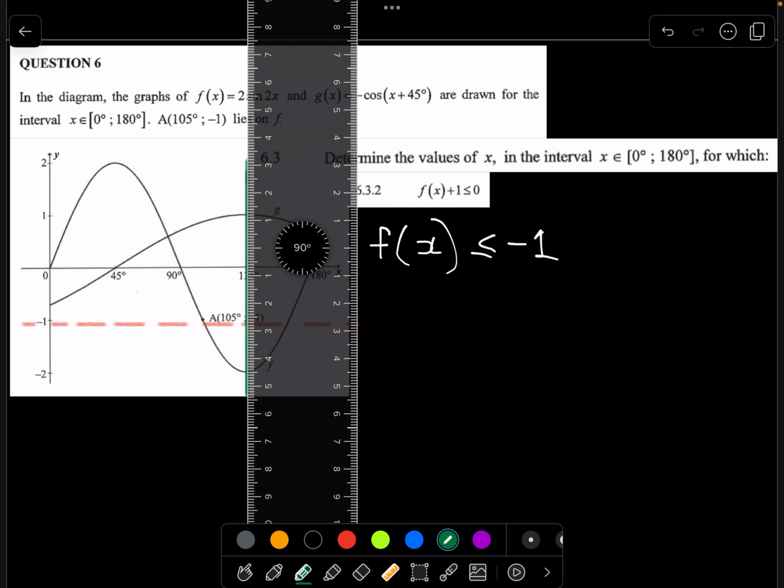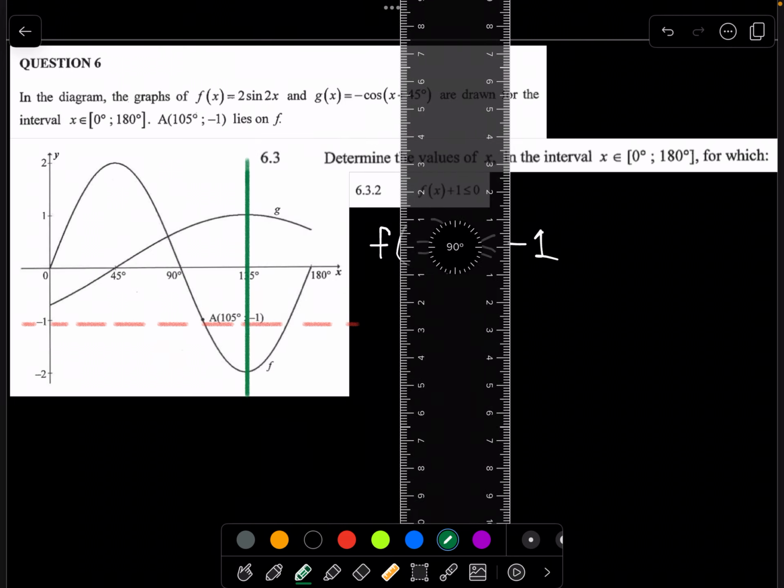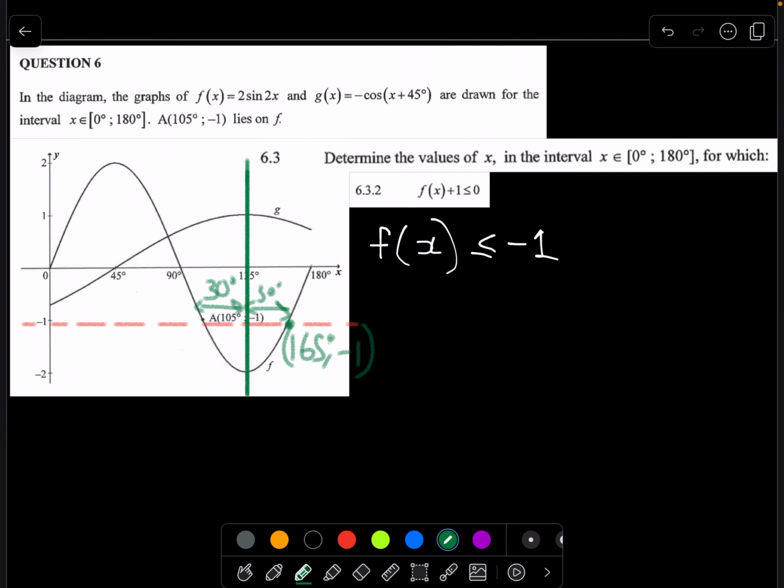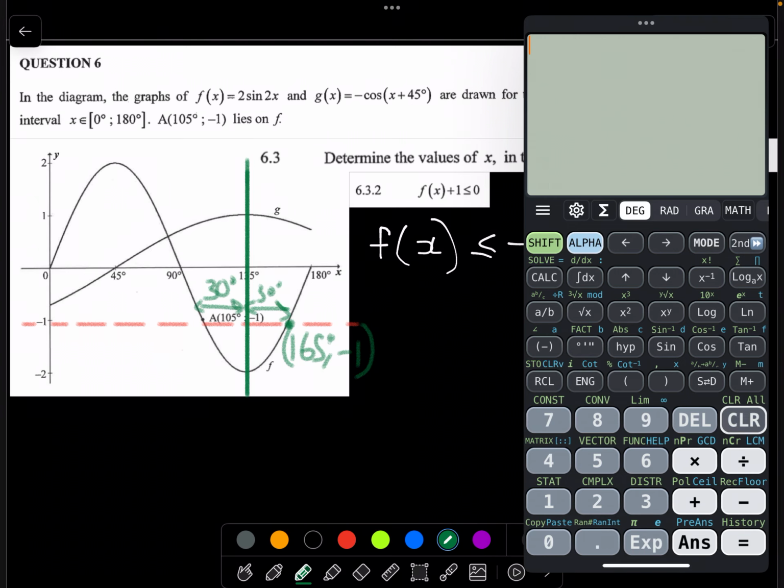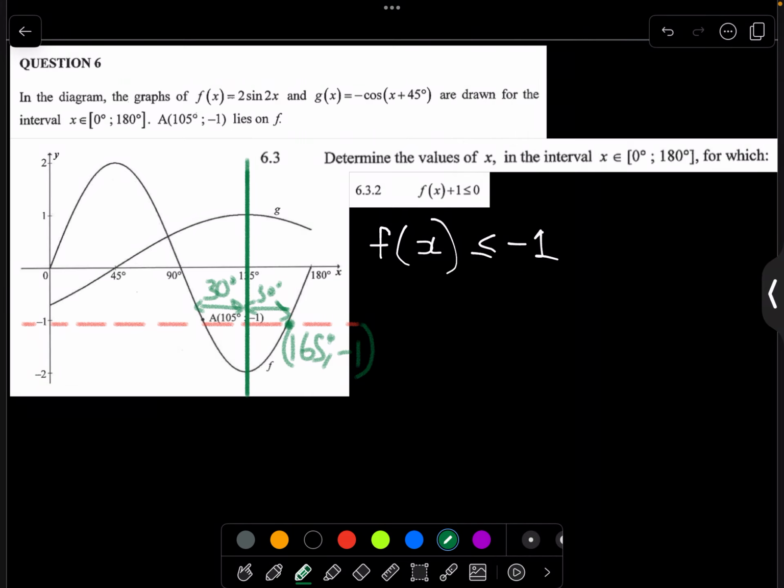right? So pretty much as with parabolas, because this is a 30-degree difference from 105 to 135, this should also be a 30-degree difference. So this is going to be the point 135 plus 30, which is 165. And of course we can double check that on our calculators. So 2 sine 2 times 165 does in fact give me -1.